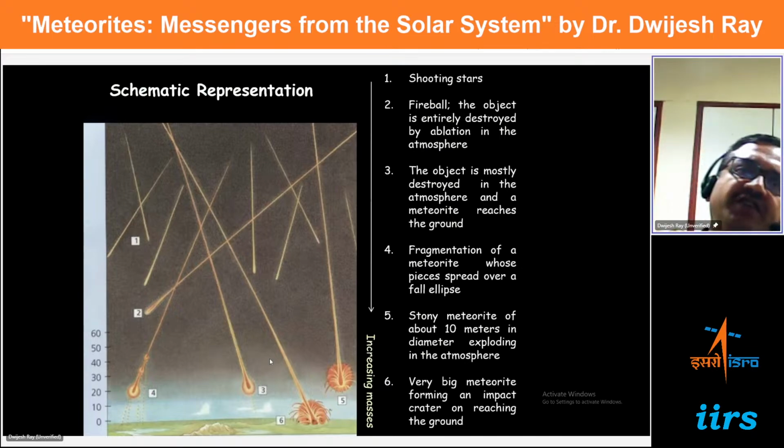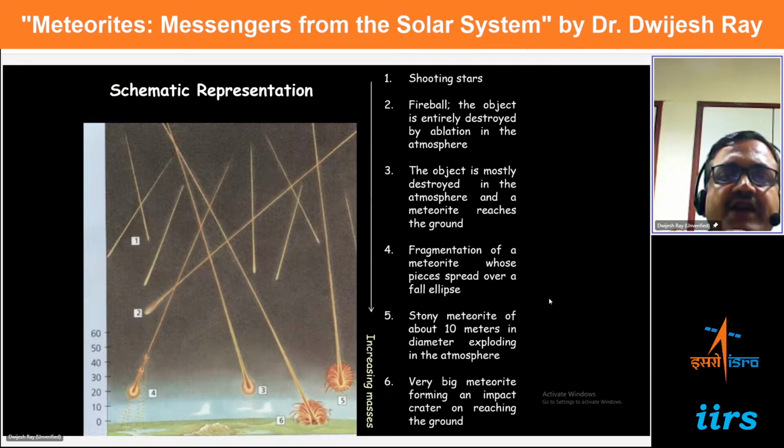So a meteor doesn't represent any object; it is just a streak of light you can see in the atmosphere. The object gets burned due to atmospheric drag, but the problem arises when the mass of the object is relatively heavier. Sometimes they reach almost near to the surface, and if the mass is very heavy, they can impact the ground and you can get some impact crater.